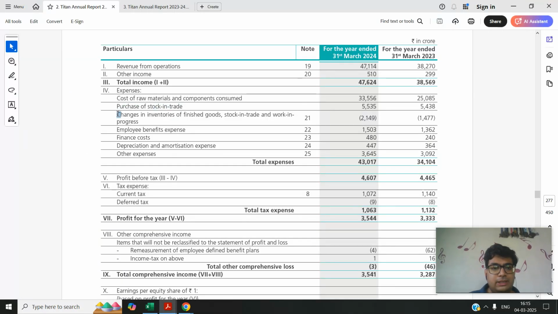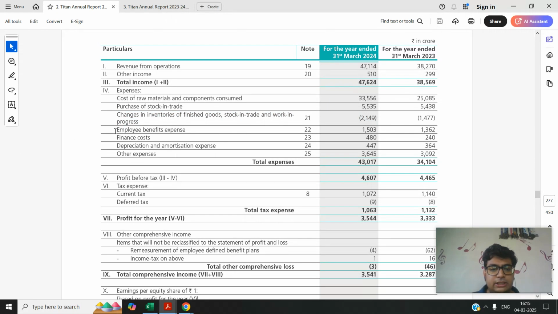Now let's move on to the next head: changes in inventory of finished goods, stock in trade and work in progress. Guys, this is a technical income, technical expenses, so let's not discuss this in this lecture, park it aside. But once again, you have understood two major expense heads, and if you look, total expense is 43,000 crore, against which 2,000 crore is quite a trivial amount. But yeah, we will discuss it separately.